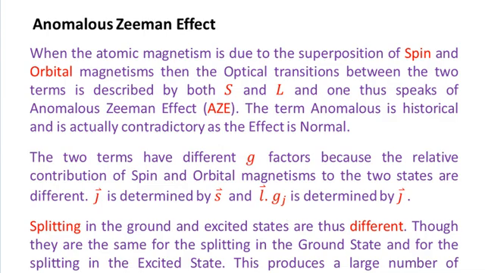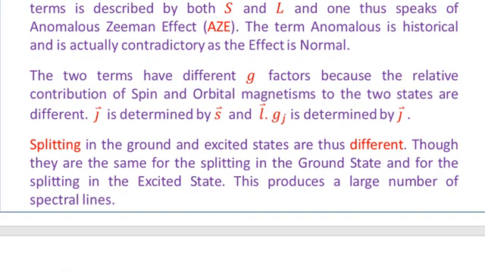And these things will be explained in the next few pages. Splitting in the ground state and the excited states are thus different because the Gj values will be different for both of these splittings. That is, the Gj will be different for the ground state and Gj will be different for the excited states. That's why the splitting gap will be different. And the number of splitting lines can also be different, as we shall see in the next few pages.